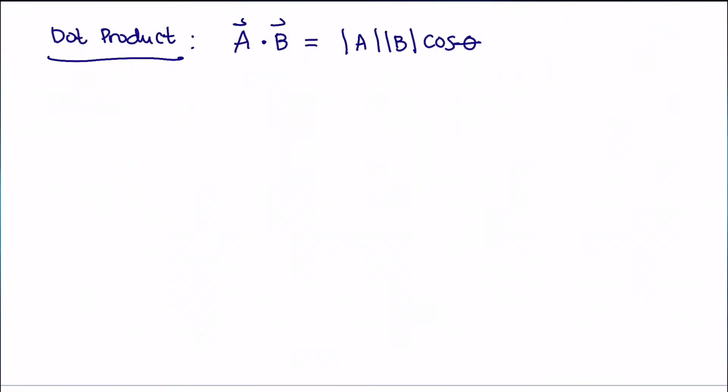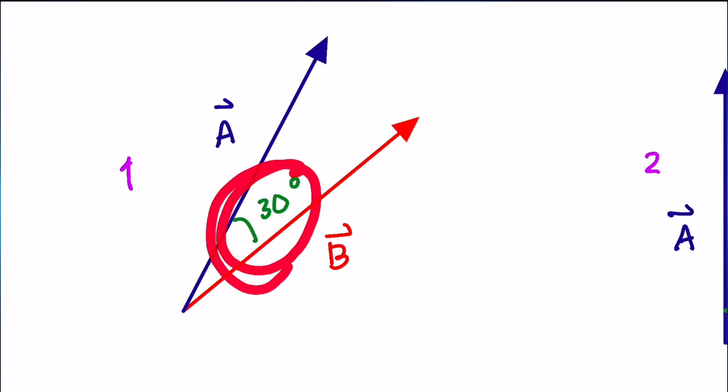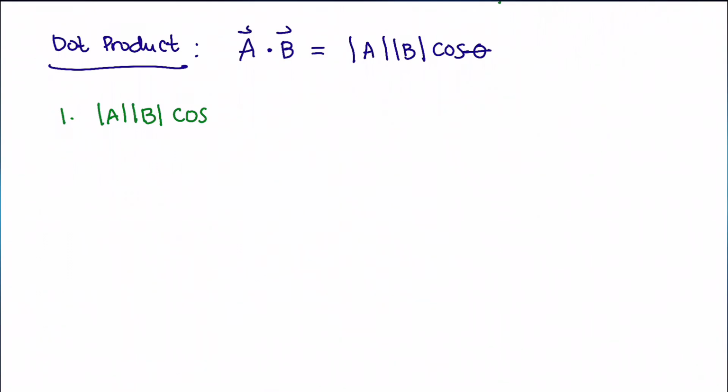So for case number 1, we have the magnitude of vector a multiplied by the magnitude of vector b times cosine of the angle between them. In this case, that is 30 degrees. So we'll have cosine of 30 degrees. And this is equal to the magnitude of vector a multiplied by the magnitude of vector b. Cosine of 30 degrees is 0.866. Now let's proceed to the second case.